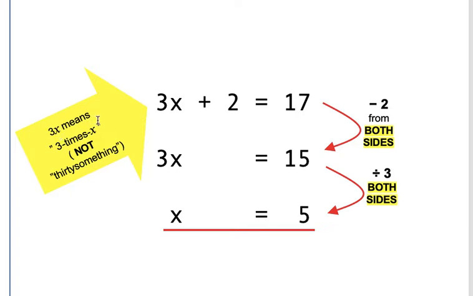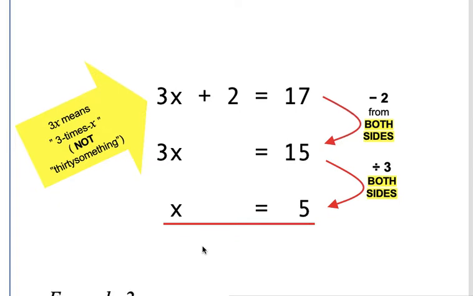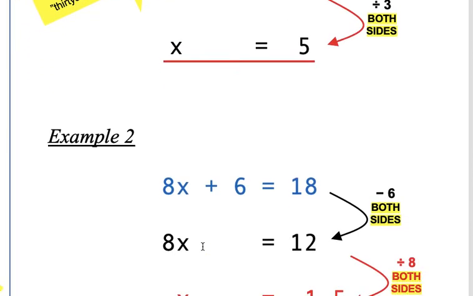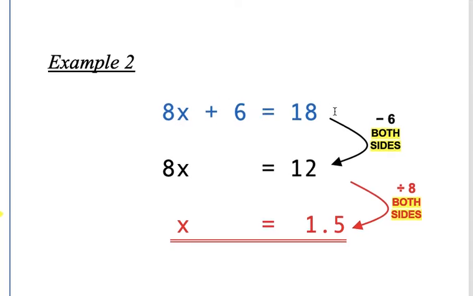One extra little thing here, 3x means 3 times x when you see a number next to a letter in algebra. So 3x doesn't mean 30 something. That's quite a common misconception. You'd be surprised. Okay, example 2, we did 8x plus 6 equals 18. So I took away 6 from both sides to get the bit with x on its own. So 8x equals 12. But then I don't want to know what 8x's are. I want to know what 1x is on its own. So I divided everything by 8, both sides. And then when I did that, I got a single x equal to 1.5.